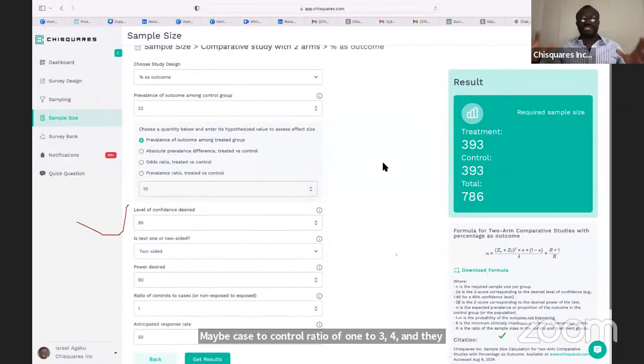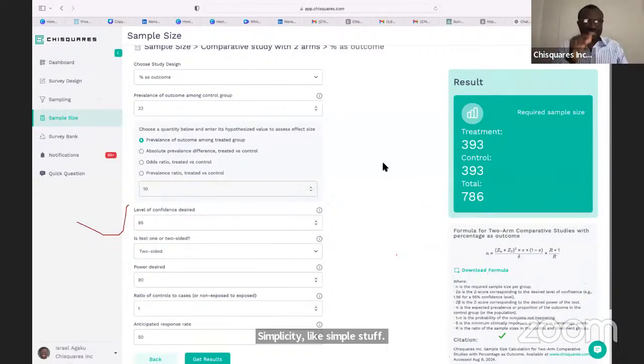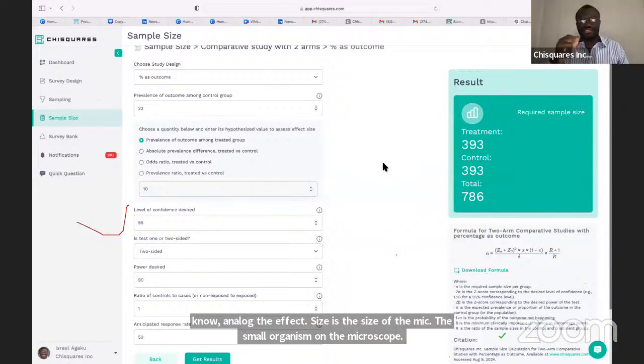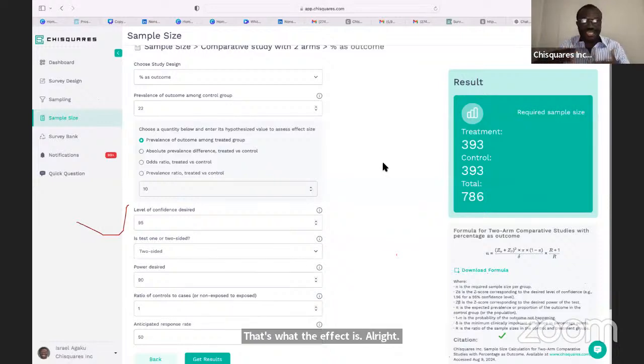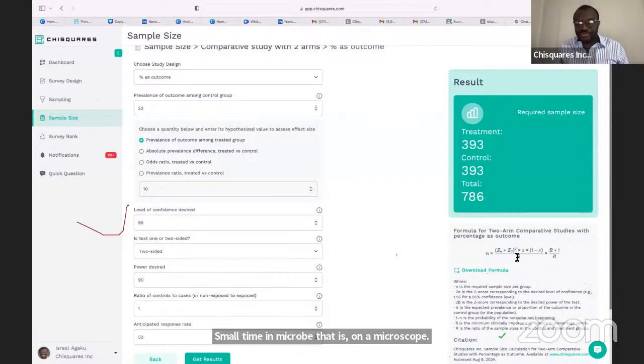Okay, so let's go back to the microscope analogy. I like simple stuff. The effect size is the size of the small organism on the microscope. That is what the effect size is. The power is the lens: how powerful can the lens detect the small, tiny microbe that is on the microscope? So in the formula, we represent the effect size as delta.